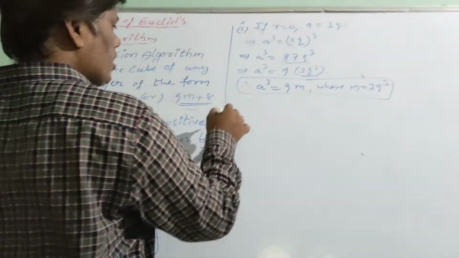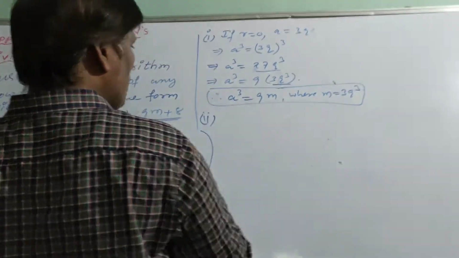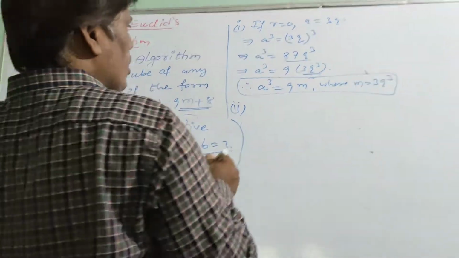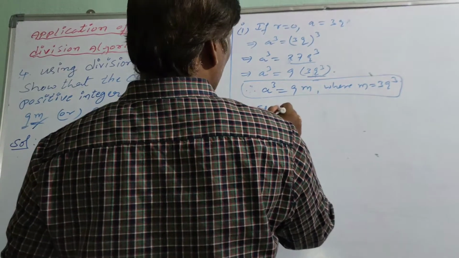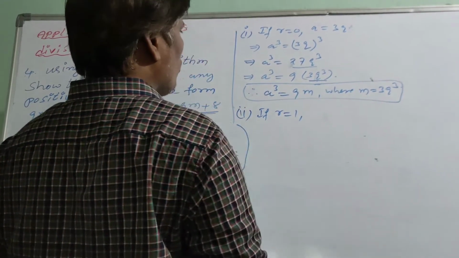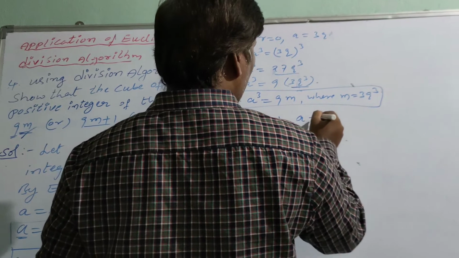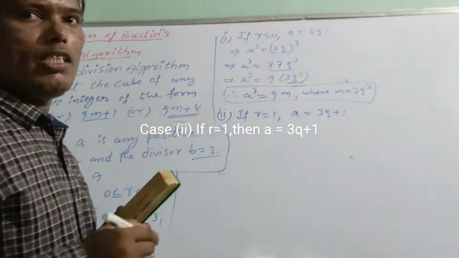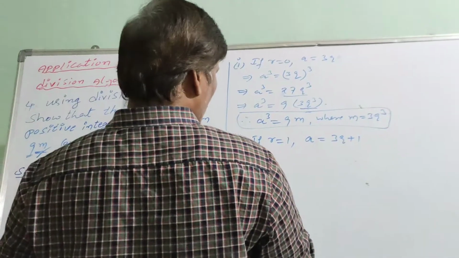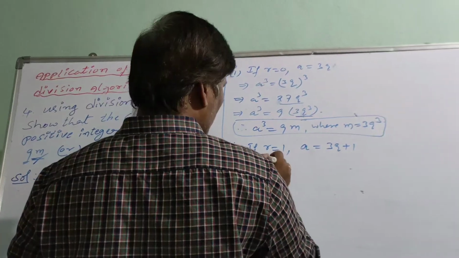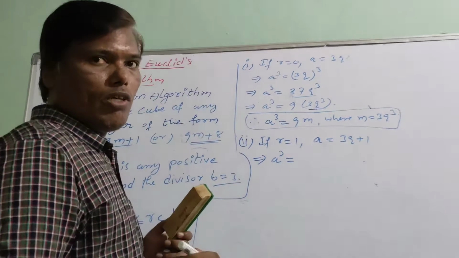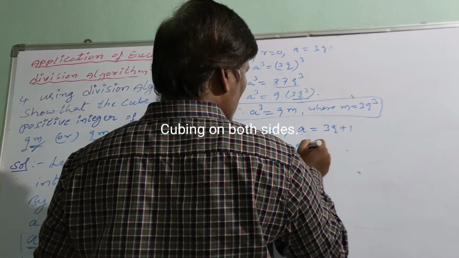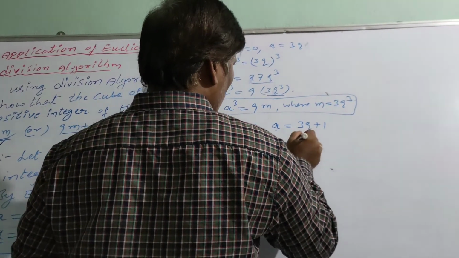So 2 more cases we have. In all the 3 cases we have to prove that we should get any one of the forms. Let us choose the remainder 1. In case 2, if R is equal to 1, then A is equal to 3Q plus R, where the remainder is 1. We will get A is equal to 3Q plus 1. But we have to see A cube, that means we have to cube both sides. Then A cube is equal to 3Q plus 1 whole cube.